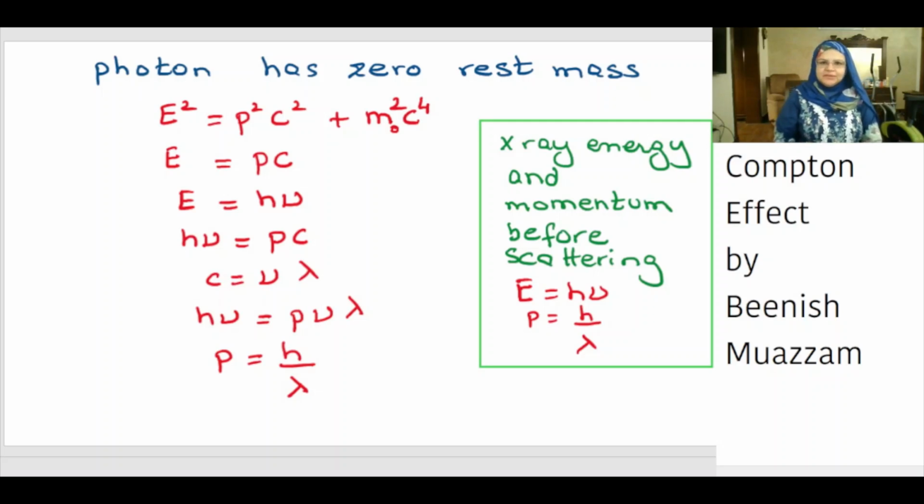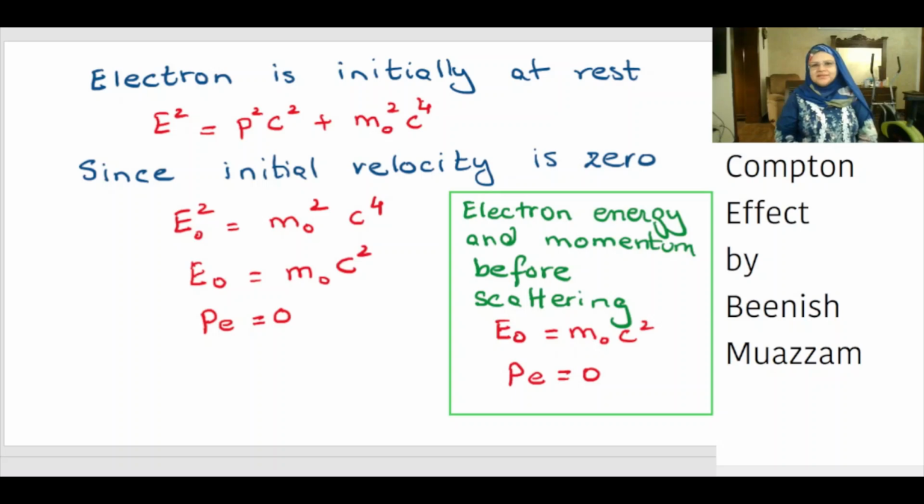Therefore, the energy and momentum before scattering: energy E is equal to h nu, where h is Planck's constant and nu is the frequency. Momentum P is equal to h over lambda, where h is Planck's constant and lambda is the wavelength. Electron is initially at rest, which means initial velocity is equal to 0. Therefore, energy of electron E naught is equal to m naught c squared, where m naught is the rest mass of the electron and c is the speed of light. Since velocity is equal to 0, momentum of electron Pe is equal to 0.